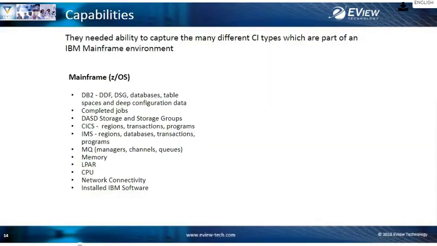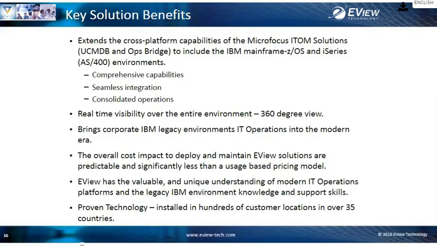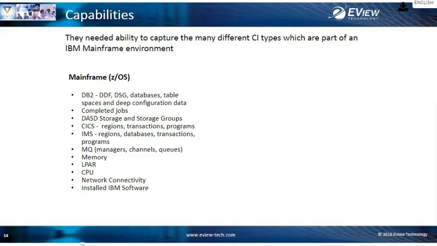So some of the capabilities that they needed, especially in the configuration management area, was to be able to see this type of data from DB2, disk storage, CICS, which is their transaction processing, IMS, another transaction processing software, and MQ Series for messaging, plus information about the mainframe infrastructure, about CPUs, network connectivity, a lot of the same kind of things that they want to see in the other environments.